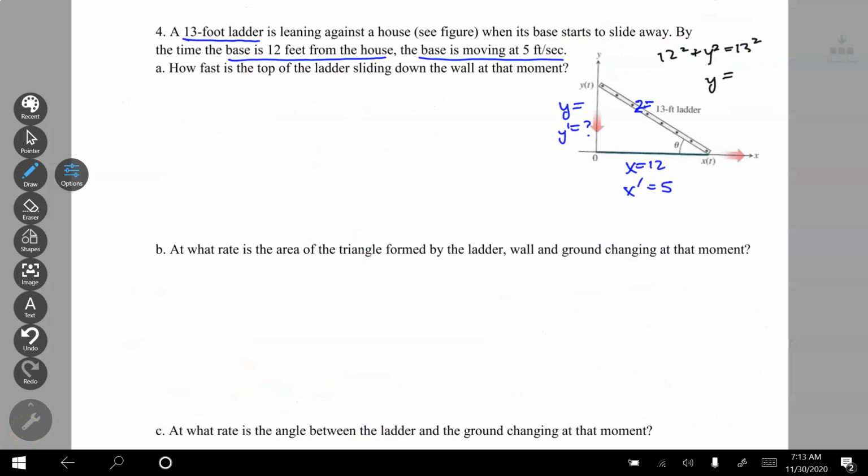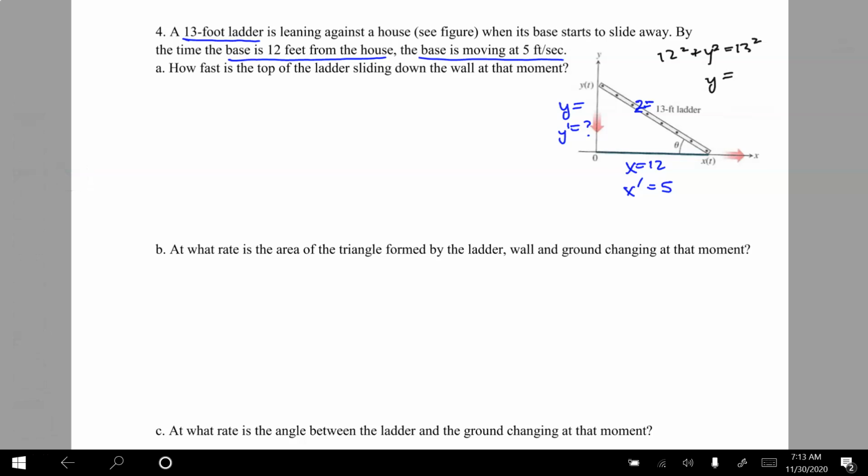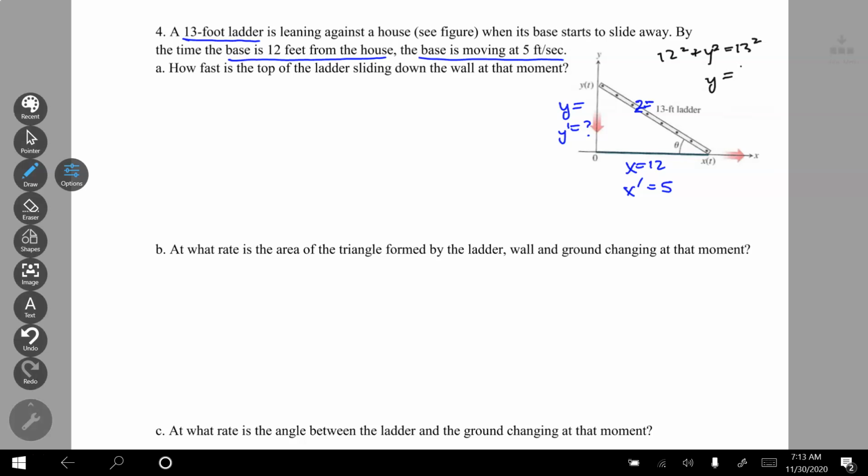Okay, so you see I've set up my problem already. I know the ladder is 13, that's side Z. It's 12 feet away from the wall, that's side X. Side Y I don't know, so I do a Pythagorean theorem, and I get 12 squared plus y squared equals 13 squared. I do the whole Pythagorean theorem, I get the missing side is 5, so y is 5. I don't know y prime. I know x prime, that the ladder is slipping out at 5 feet per second. And z prime is equal to 0 because the length of the ladder is constant.